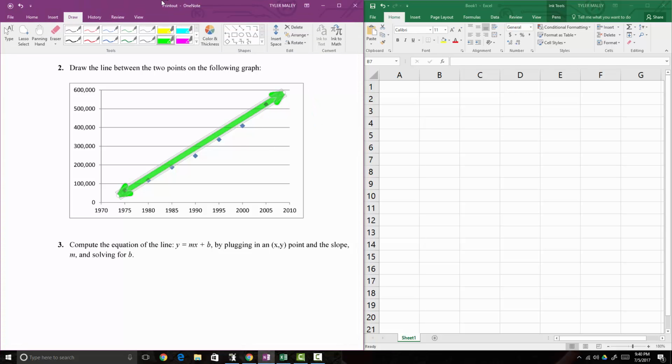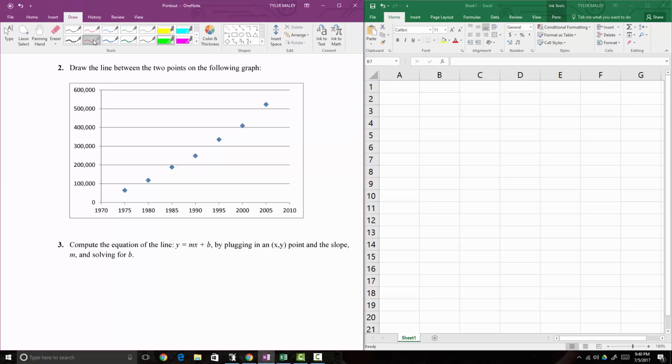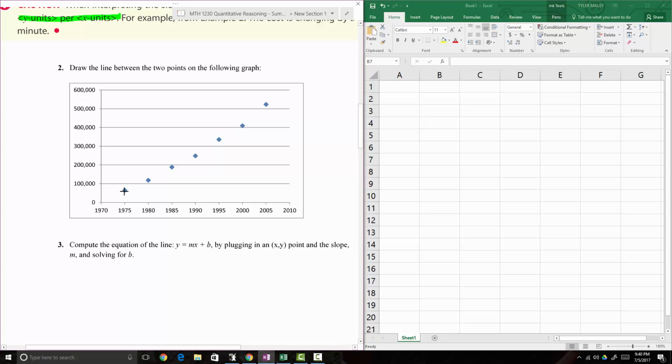So there's my line. And actually, let me change that. Let me use this red. All right, so now this will be better. We want it to go through the first and the last point, something like this. So draw your line, and it'll look something like this.